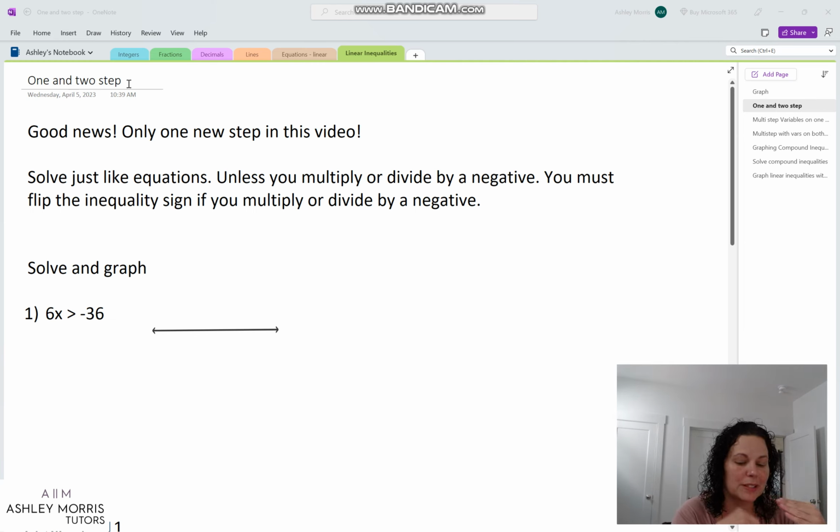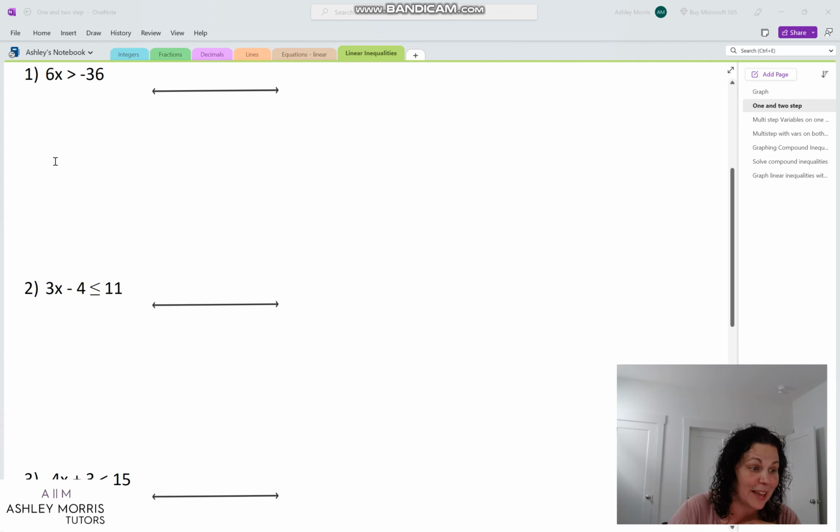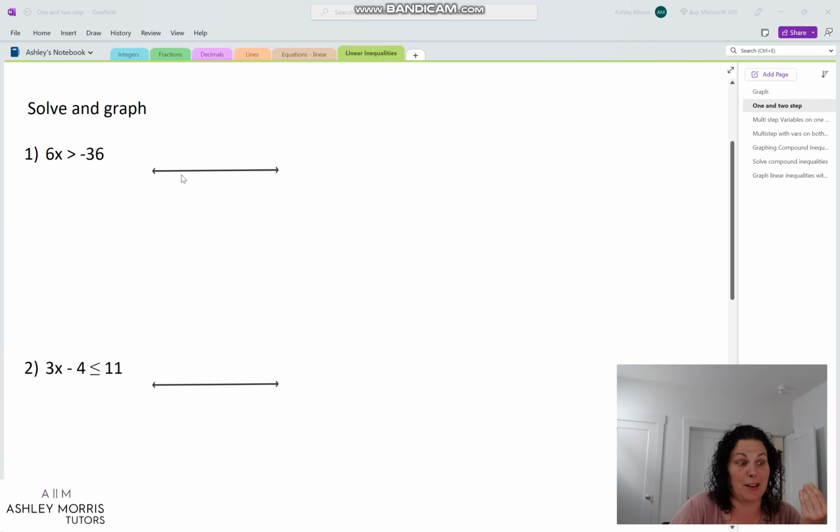I'm going to go through the steps in this, but it's going to be a little bit quicker just because it's supposed to be a review, but I'll still show all my steps and stuff like that. So yeah, you solve these just like an equation unless you are multiplying or dividing by a negative. You've got to flip the inequality sign if that happens. And then we graph it just like we did in our last video. So yeah, there's only like one new thing.